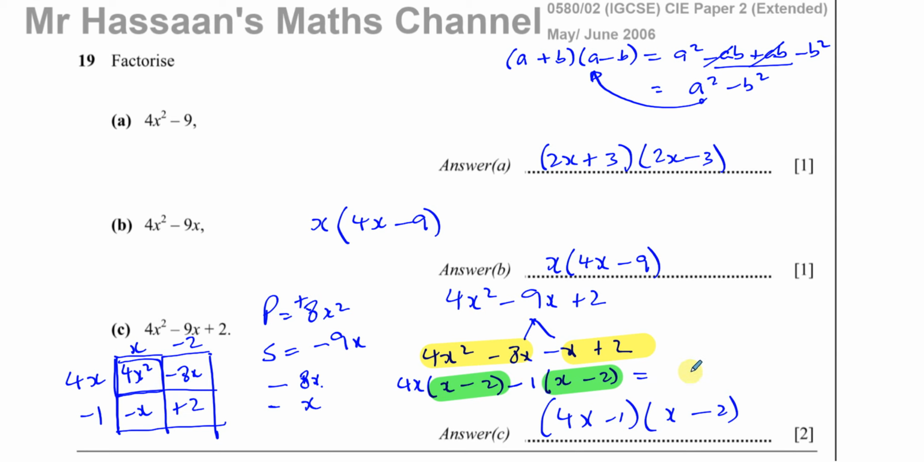So you can take that out as a common factor. So you have x minus 2, and then in brackets 4x minus 1, and you get your answer. It's the same as that. And that's another method of doing it. And you can also go commando style, where you do some sort of guessing and checking.